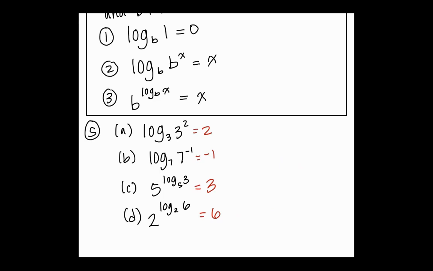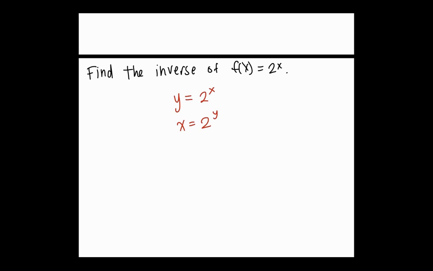So let's go back to where we were at the beginning, where we were trying to do the inverse of 2 to the x. So I want to find the inverse of f of x equals 2 to the x. We had said, okay, this is y equals 2 to the x. We switched x and y. So this is where we left off.